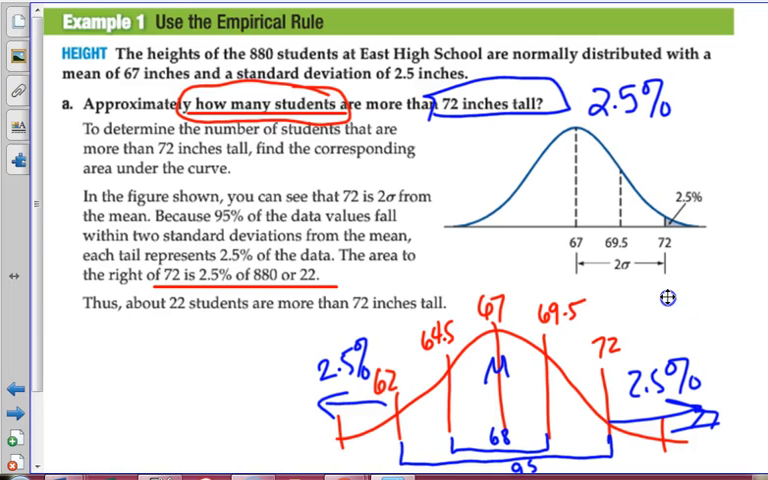This asks, though, the actual number of students. So our sample was 880 students. So we would have to take 0.025 times 880. And I don't know if you have to round that to about 22 students. Anybody type it in? Does it round? No, it's exactly? Okay.